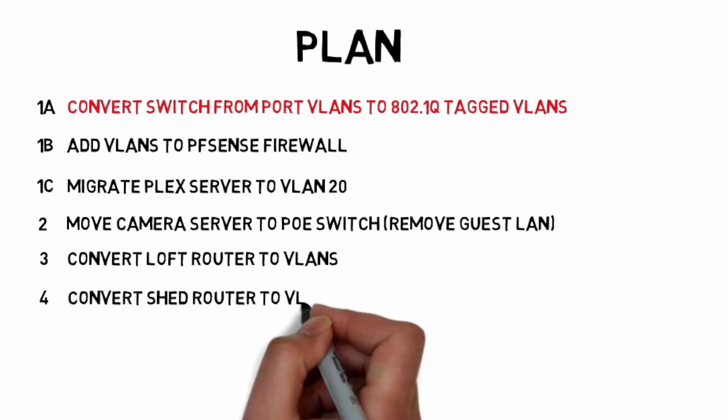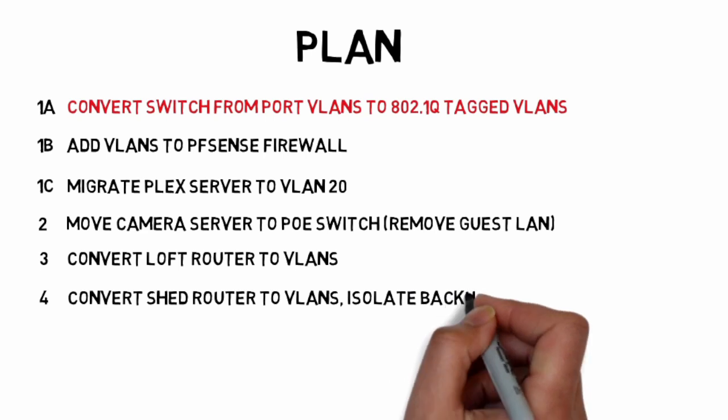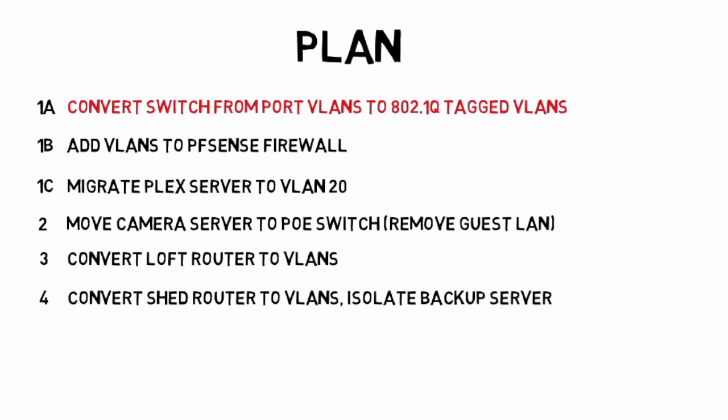And then convert the shared router to VLANs and isolate the backup server. Again, that will cause an outage as I'm switching it over, but I'll be building the router beforehand, so there's only a short outage while I actually do that. Plus, I've got no people working from home or anything out in the shed.